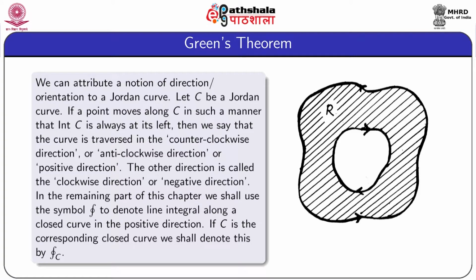Let us look at the adjacent picture. We considered an annular region. If we consider the curve which is bigger, then we can see its positive direction is marked here, and for the inner curve we have also marked the positive direction. In the remaining part of this chapter, we shall use the symbol oriented integration to denote line integral along a closed curve in the positive direction. If C is the corresponding closed curve, we shall denote this by this symbol.